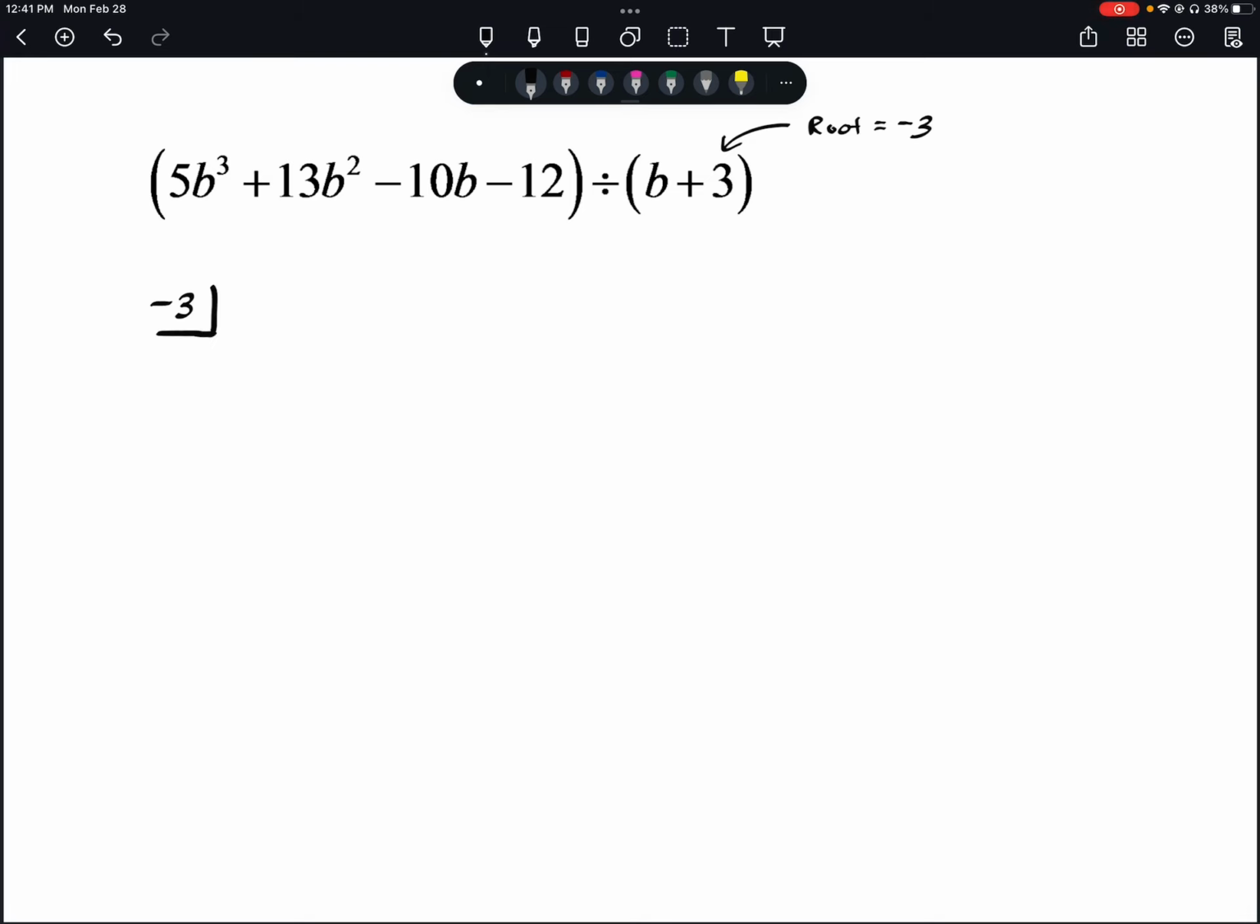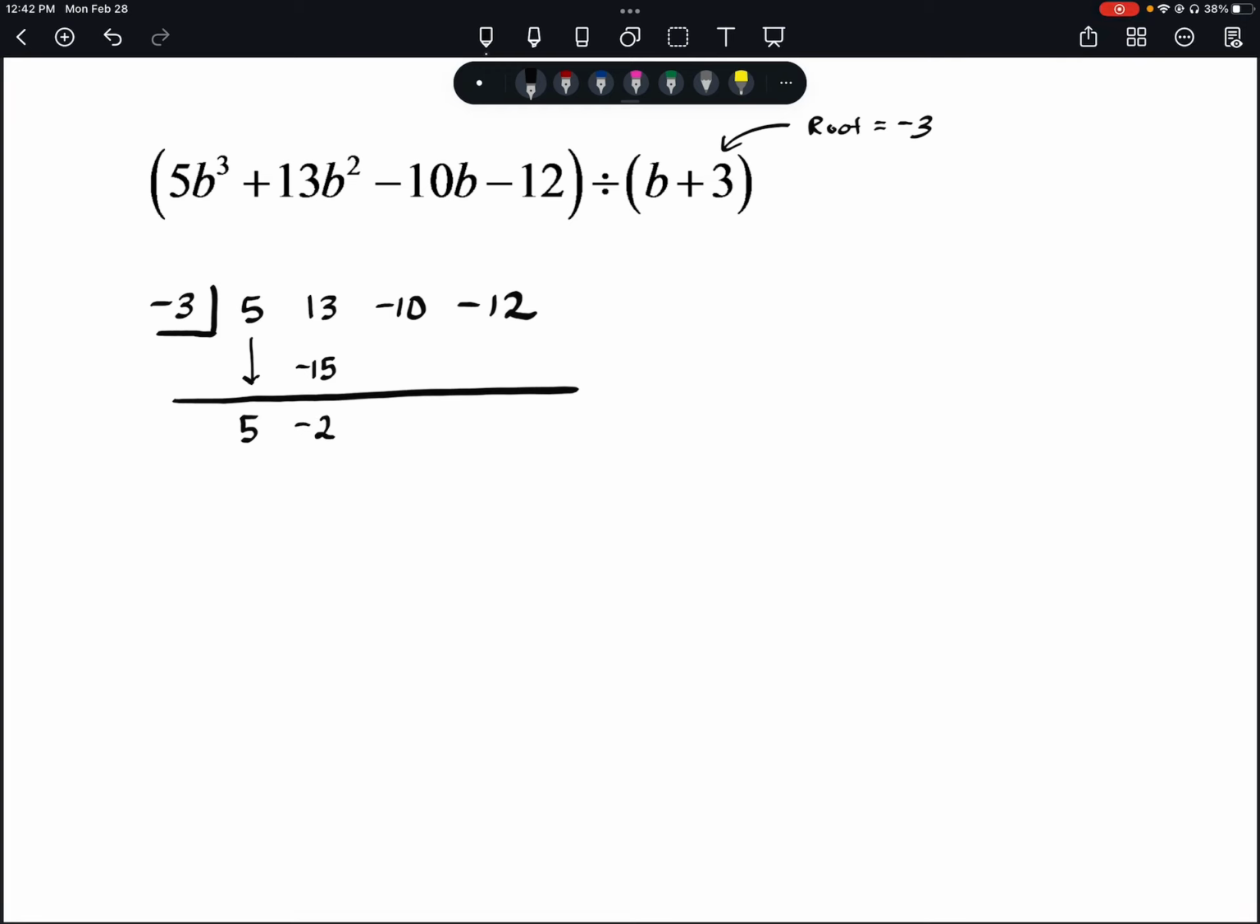All right, so then we're going to list out our coefficients in order. We've got 5, we've got 13, we've got negative 10, and we've got negative 12. Add in our equal bar, and away we go. Let's drop our 5. We've got 5 down here. 5 times negative 3 is negative 15. We add them together to get negative 2.